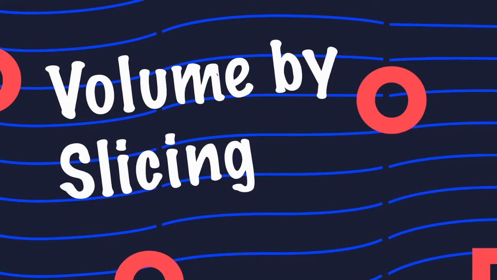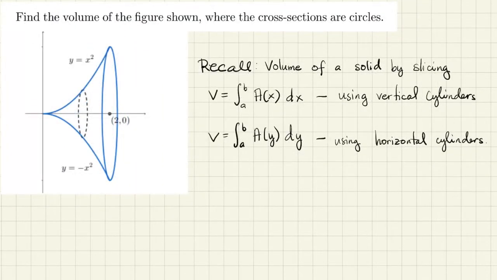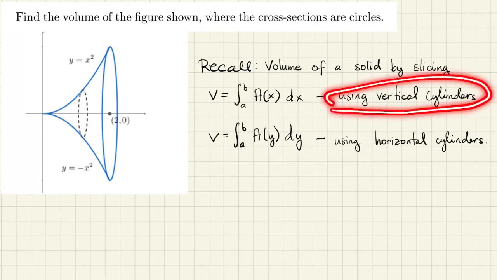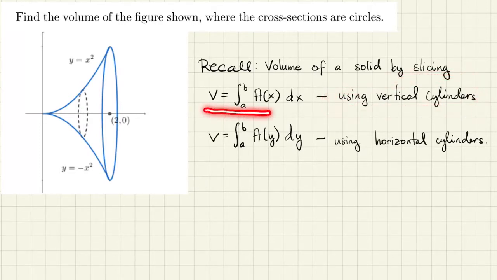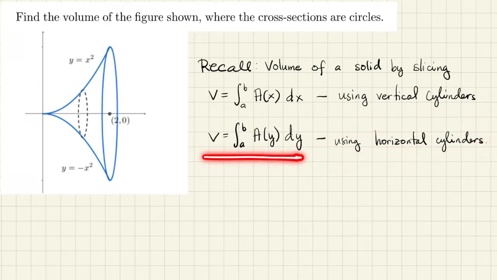Hi everyone, in this video we are going to discuss volume by slicing. So let's have the first example. But first we recall what's the formula for the volume of a solid by slicing. If you're using vertical cylinders, then the volume is simply equal to the definite integral of the area in terms of x dx from a to b. And if you're using horizontal cylinders, then V is equal to the definite integral of A, or the area, in terms of y dy from A to B.